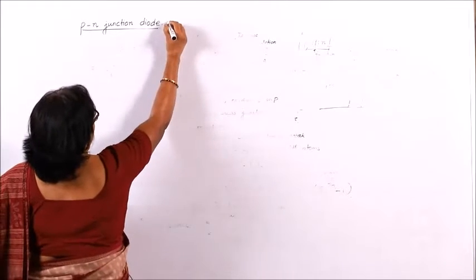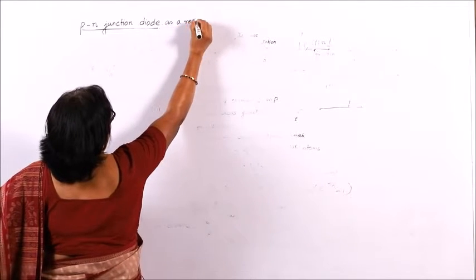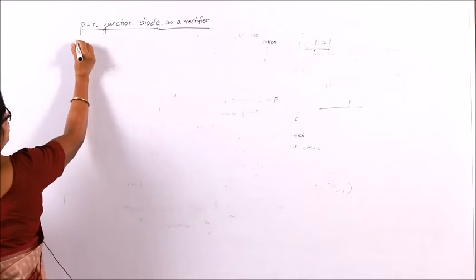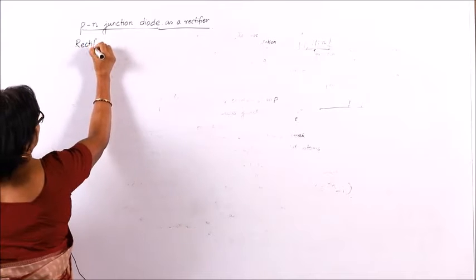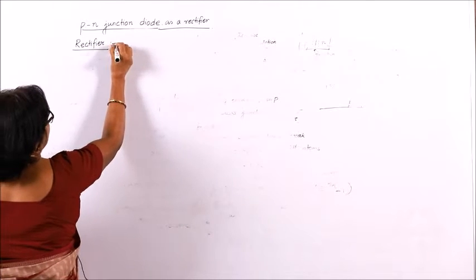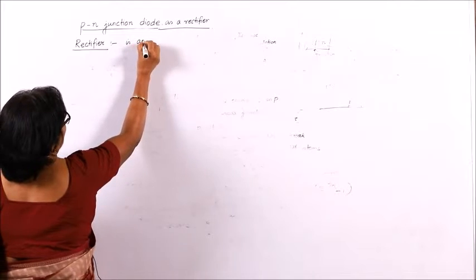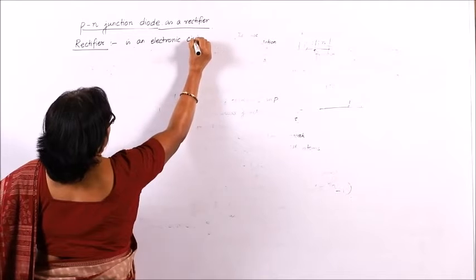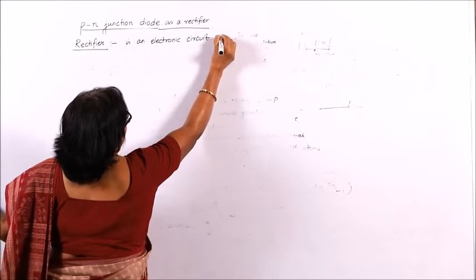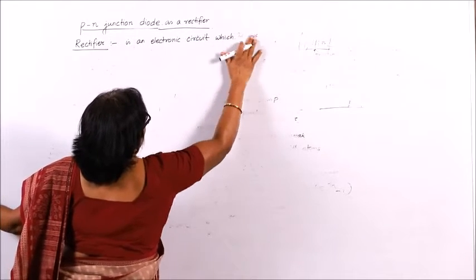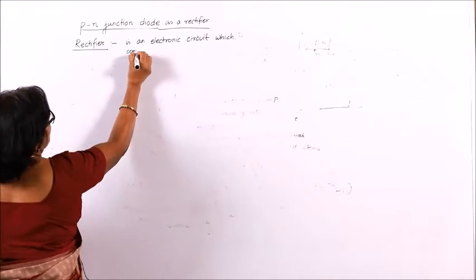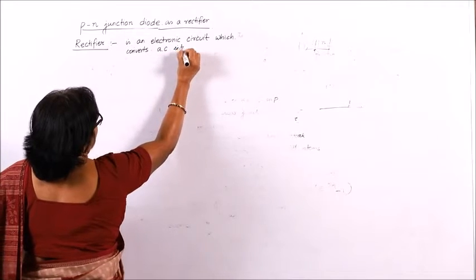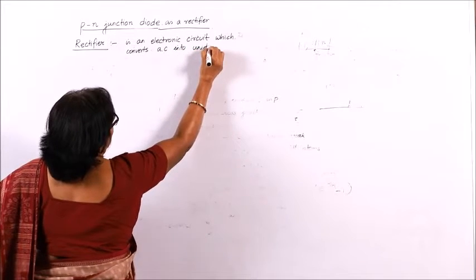PN junction diode as a rectifier. So, what is the first thing, what is a rectifier? A rectifier is an electronic circuit which converts AC, alternating current, into unidirectional current.